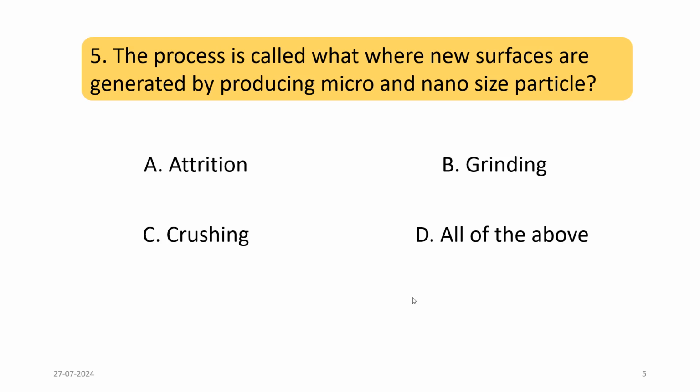This process is attrition, ma'am. Are you sure? This is the grinding process. You check the slides. Okay, so this is the grinding process. In grinding, we grind the bigger particles, and it is creating some new size of smaller particles.